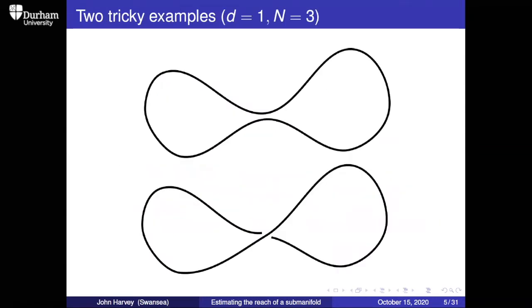Now here are some tricky examples for geometric inference. I've got two closed curves which are sitting in three-dimensional space. But the closed curves are different, right? If I look at their intrinsic metric, they're clearly quite different objects. This point here is far from this point here. This point here is close to this point here. Okay, that's the difference.